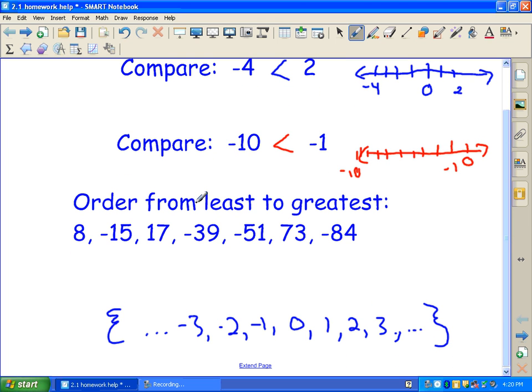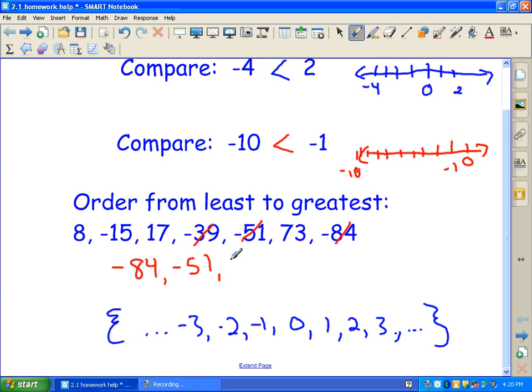Keeping the same thing in mind, I can order a group of numbers from either least to greatest or greatest to least. This one I'm going to order from least to greatest. So the smallest one will be actually the negative that has the biggest value. That would be furthest left on a number line. So I'm going to start down in negative 84. That'll be my smallest number. Then the next one would be the negative 51.